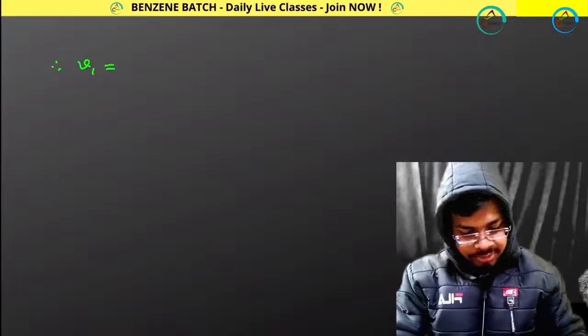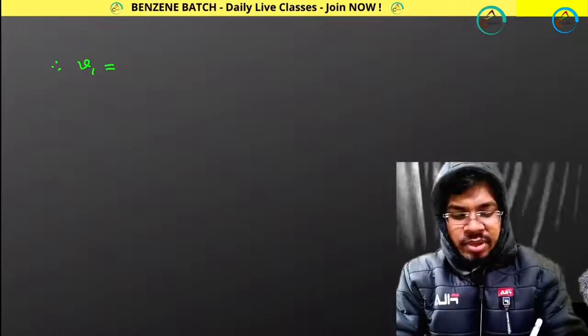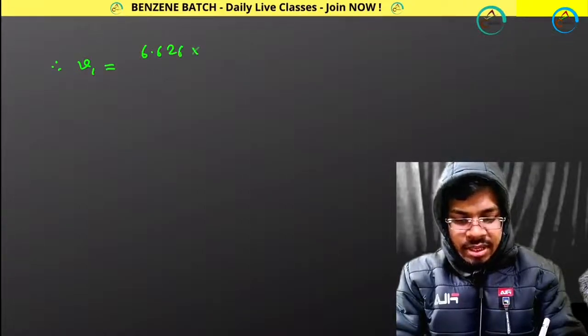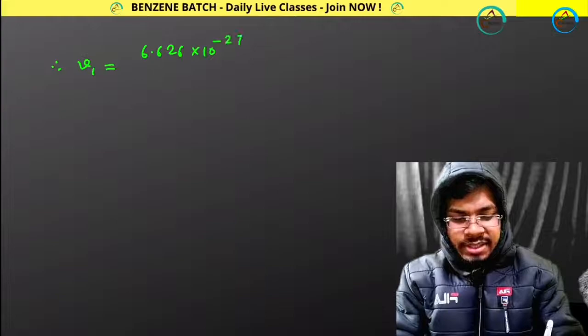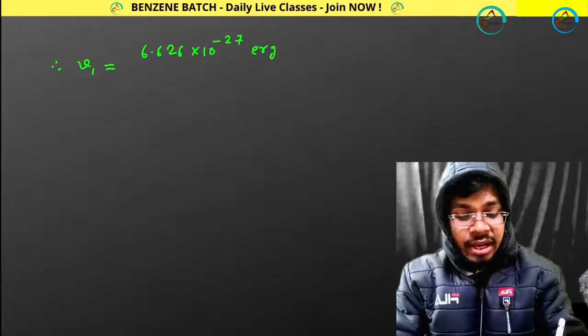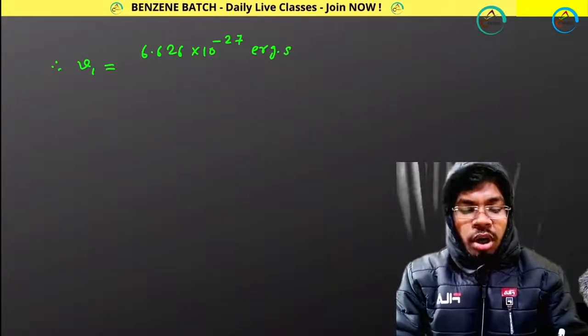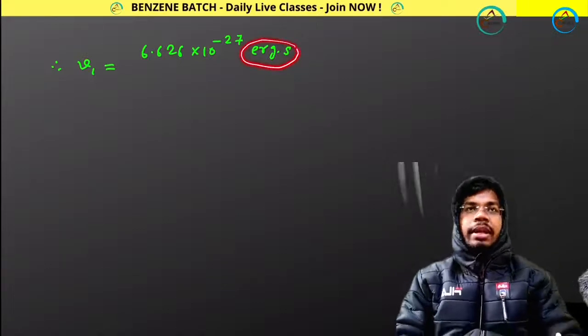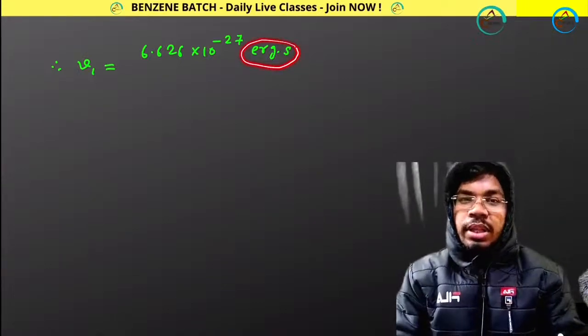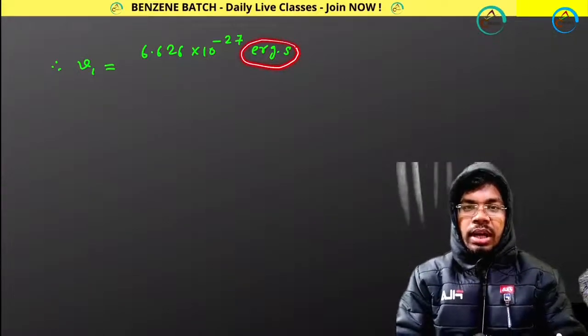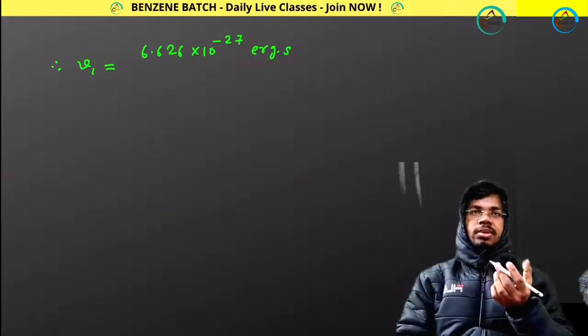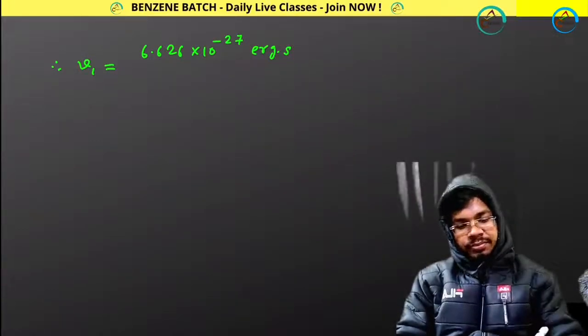Therefore V1 equals what? h. What is the value of h in CGS unit? It is 6.626 multiplied by 10 to the power minus 27 erg second. Here remember one thing. Do not ignore the units. Please do not ignore the units. You have to learn how to play with units.